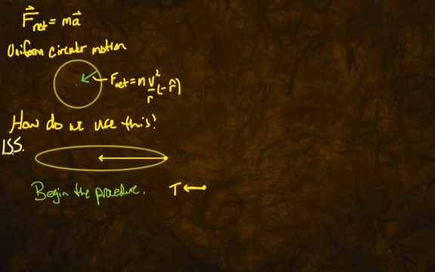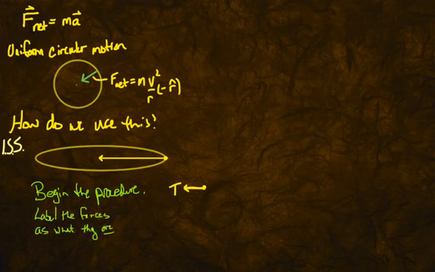Okay, so how do we describe our free body diagram? We begin the procedure. Well, in this case, it's just going to be the tension pointing towards the center of the circle. Okay, but when we do this, we need to label the forces as what they are, not as a centripetal force. Centripetal in this case is an adjective that describes the direction of a force, not what causes the force.